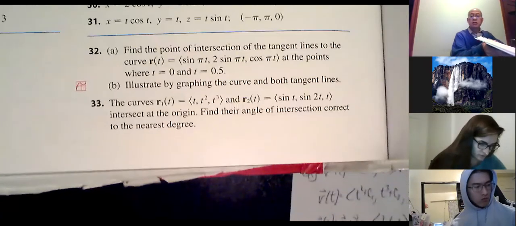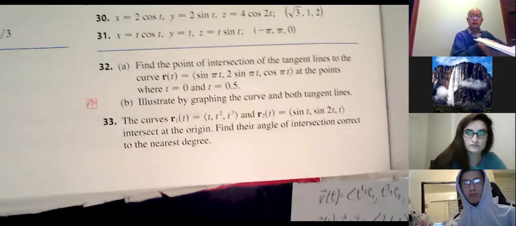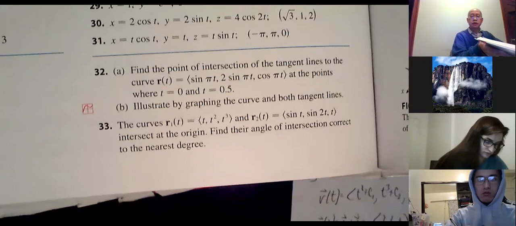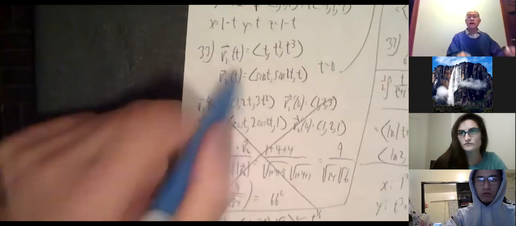Okay, 33. So 33, the curves R1 and R2 intersect at the origin. So R1 is t, t squared, t cubed. R2 is sine 2t, t. Intersect at the origin. Find their angle of intersection correct to the nearest degree. Okay, so they both come into the origin. Here are the two functions. I messed up here, so ignore that. Come back up. Okay, so these are two space curves.